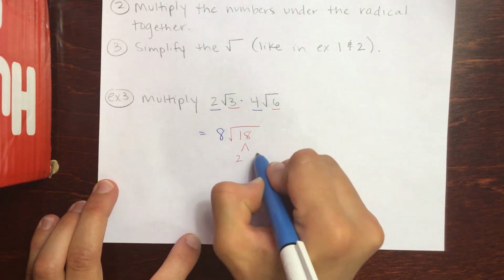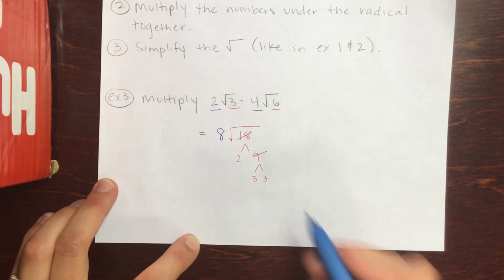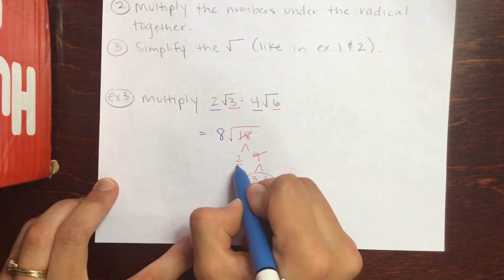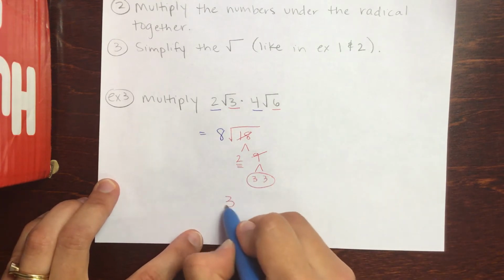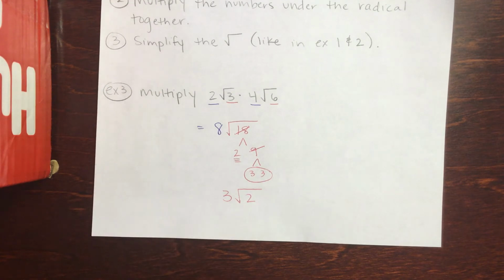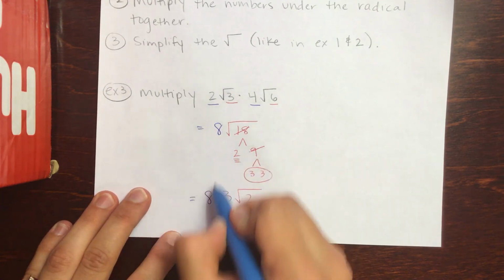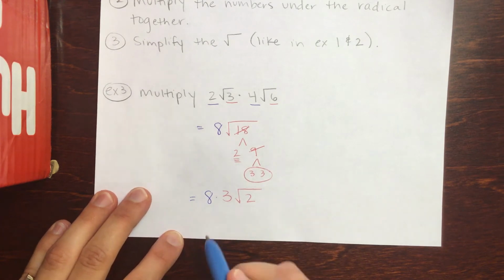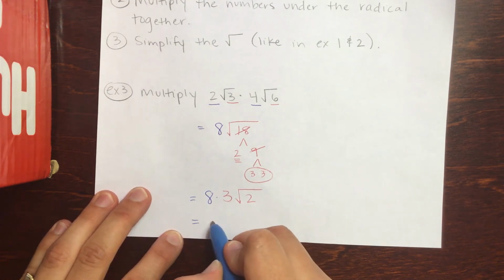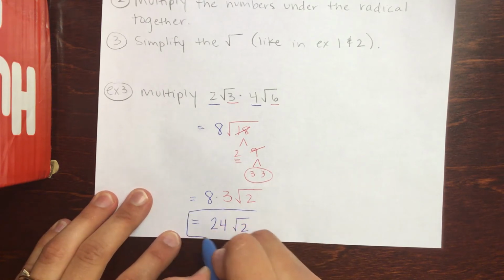18 is 2 times 9. 9 is 3 times 3. I have a pair of 3's that can come out front and a single 2 to stay underneath. Don't forget you originally had that 8 out front. So I will multiply 8 times 3 is 24 square root 2.